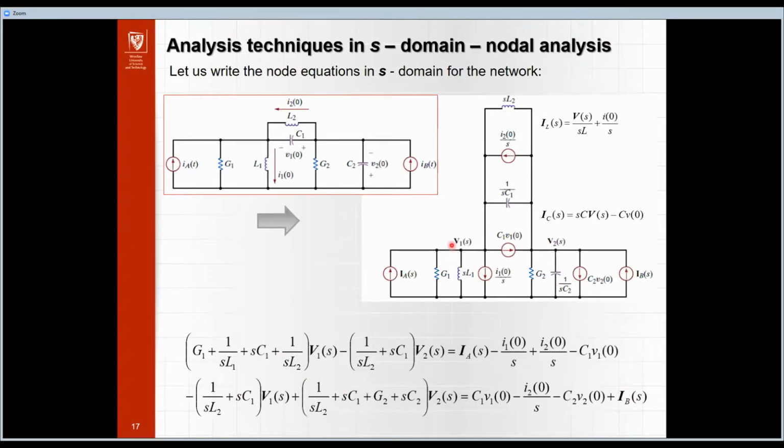Here we have two nodes, and the admittance connected with this node consists of four elements, here and here. Between the first and the second node, we have the capacitor C1 and inductor L2. On the right side, we sum the currents connected with this first node. The same we can do for the second node, and we know that this one and this one are the same.